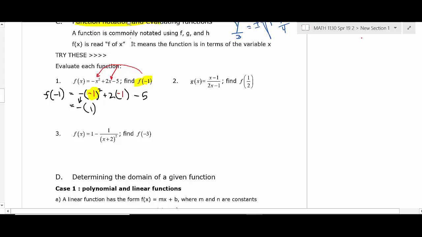And then you want to do this. You want to do the multiplication. So a positive times a negative is a negative, so that's -2, -5, and then you're just adding negatives really. So if you count that up, that's 5, 6, 7, 8, so that's -8. So that's evaluating a function.